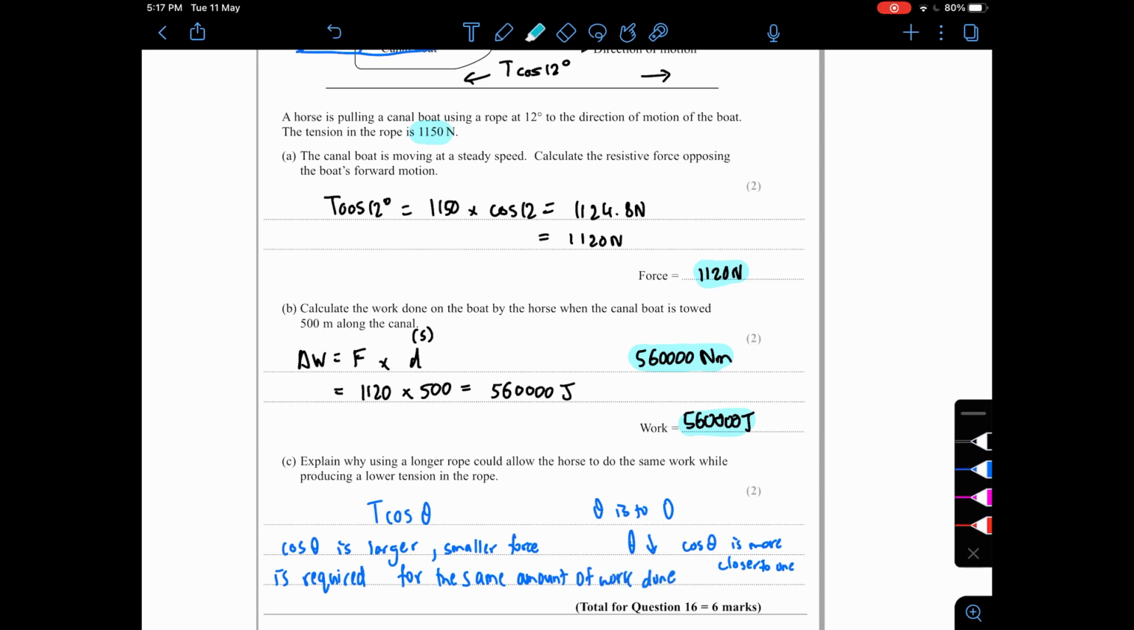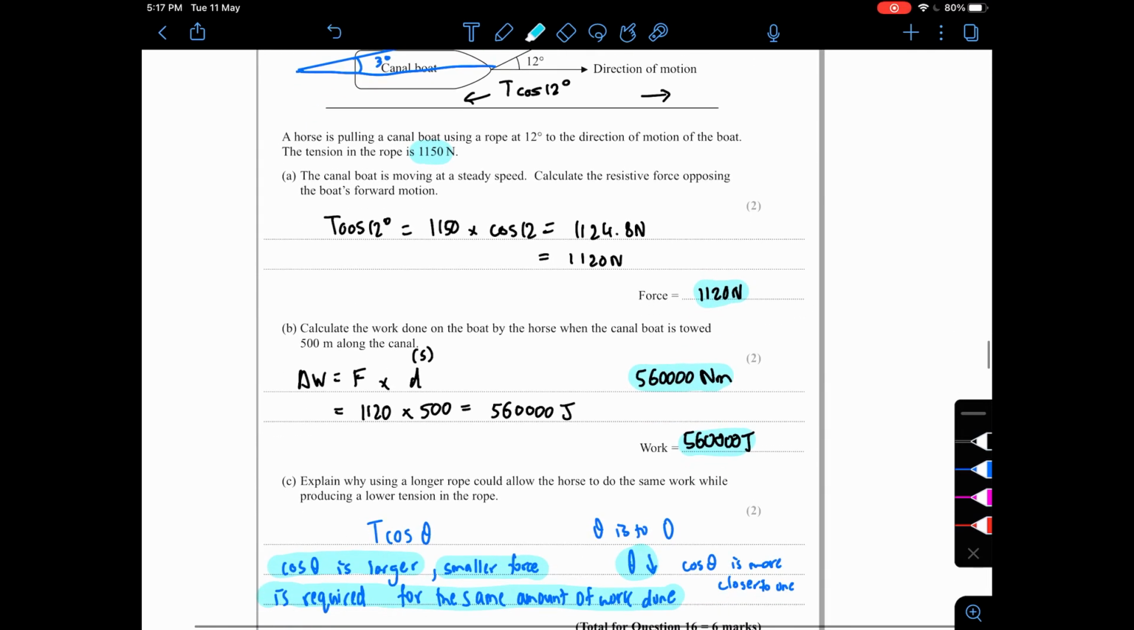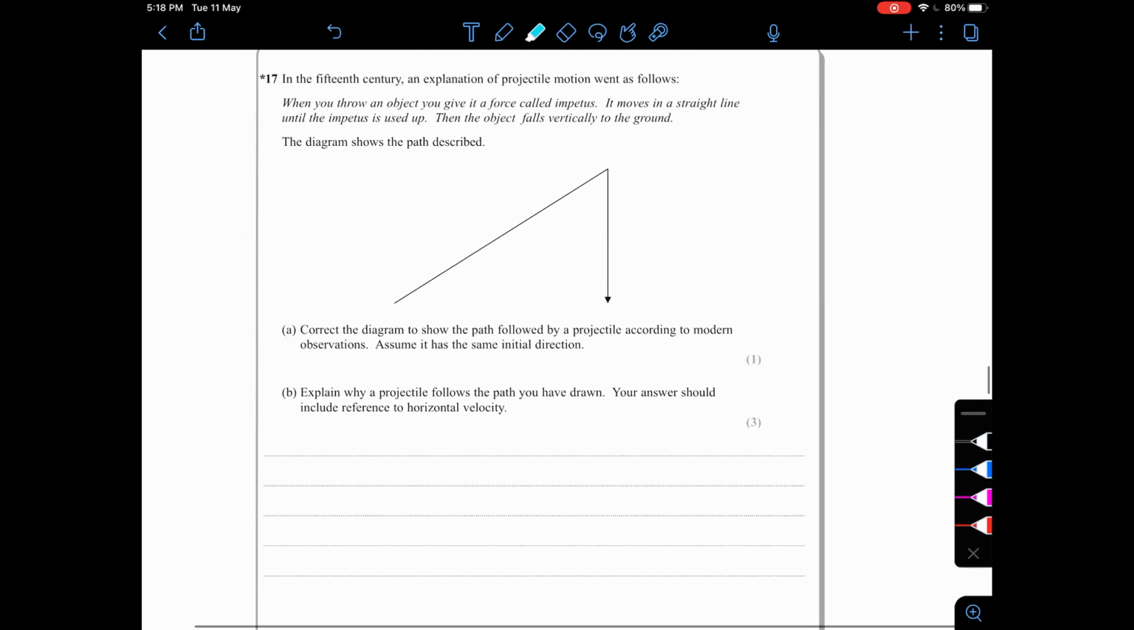So what have we said here? We have said cos theta is larger, or closer to 1, and hence we only need a smaller force. This is just the end part of the question where you write what the question asks you to talk about. But otherwise, the two points are that cos theta is larger because theta is lower, and theta is lower because of the longer rope, which we have shown in the diagram over here. So that's why.